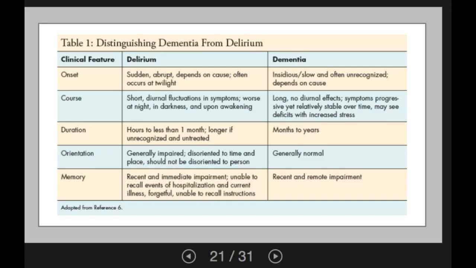Often people with dementia are oriented to time, place, and person, and people with delirium are often disoriented to time, place, person, and people. Delirium is typically worse in the evenings, whereas dementia symptoms remain stable but can progress over time. People with dementia have recent and remote memory loss, and people with delirium often struggle with recent and immediate impairment.